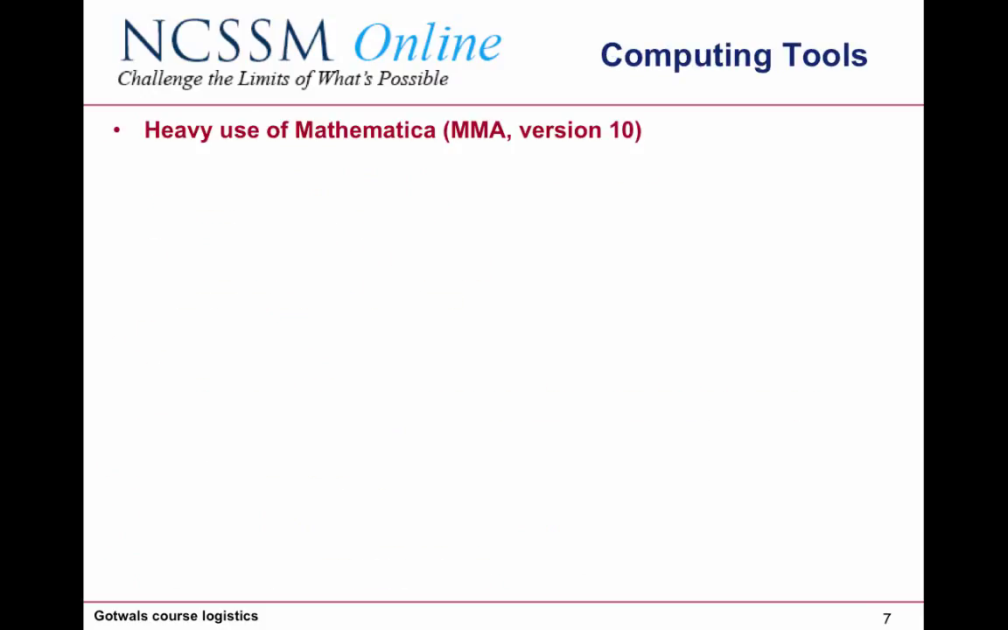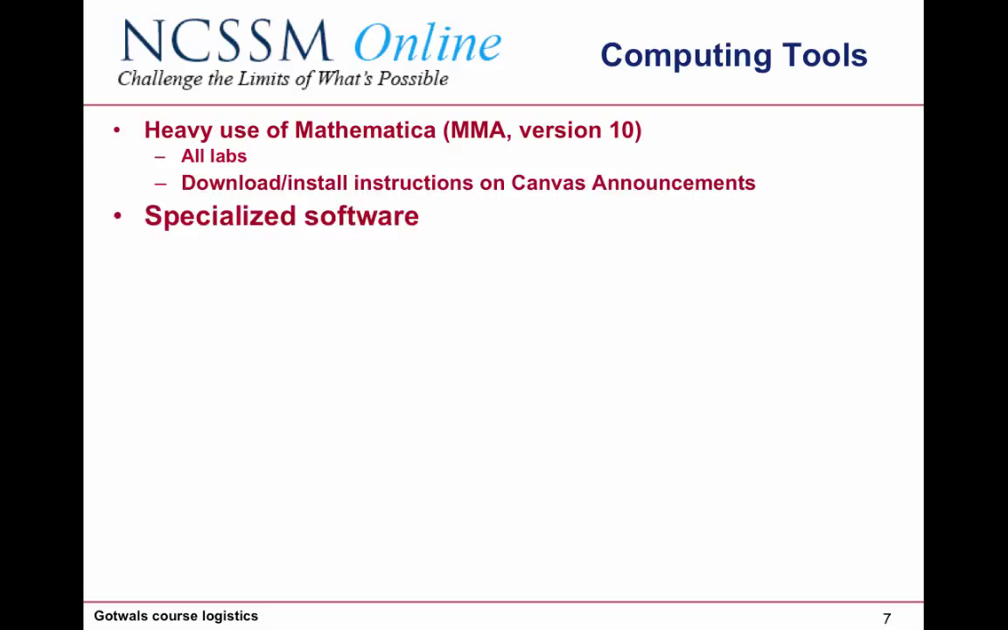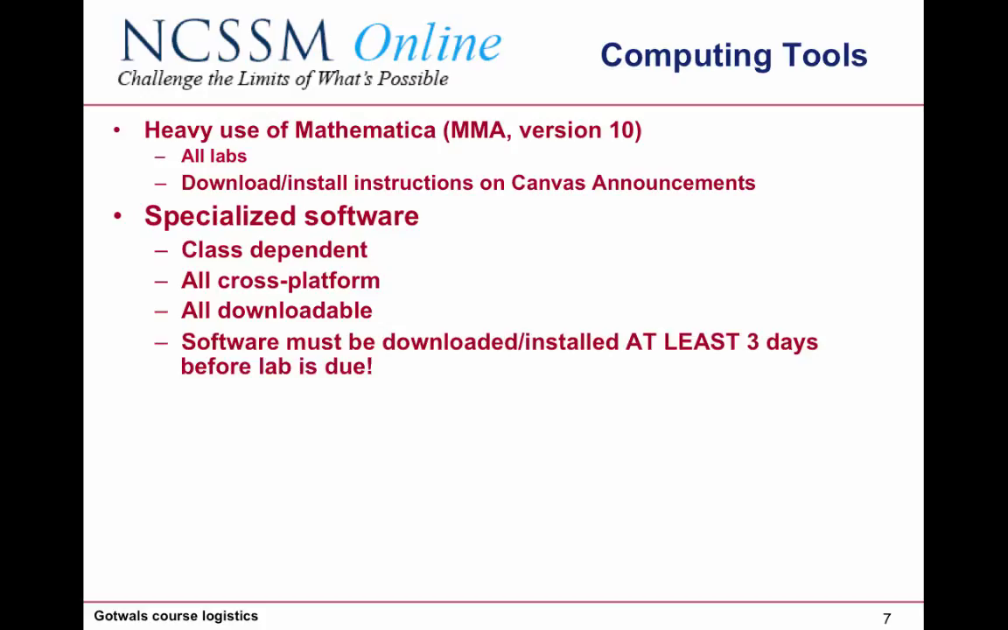Computing tools, we make heavy use of Mathematica, sometimes referred to as MMA. We're in version 10, I think 10.2 now. Almost all the labs use Mathematica. The download and install instructions are in the Canvas announcements. We use a lot of specialized software. It's class dependent. Everything we use is cross-platform, meaning it'll run on a Mac or a PC. All of it is downloadable for free. You don't have to buy any software. And software must be downloaded and installed at least 3 days before a lab is due.